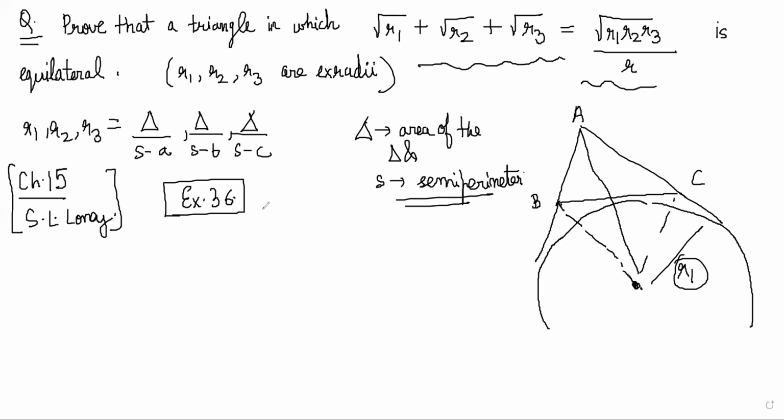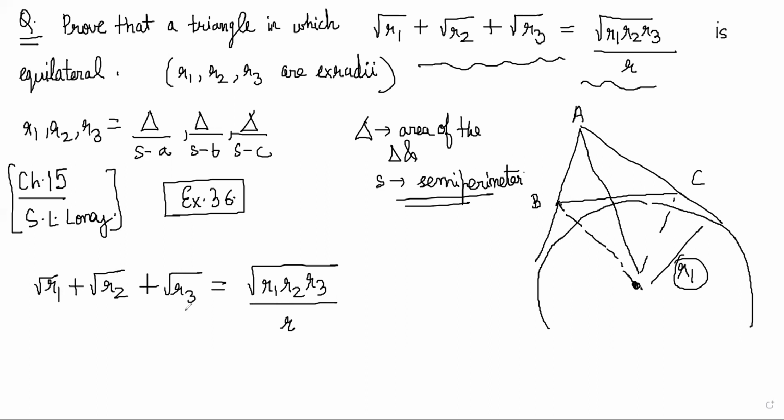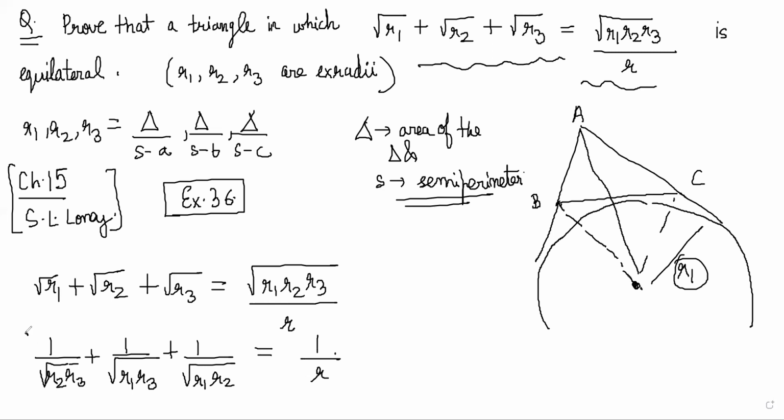You are given this fact, right? So root r1 plus root r2 plus root r3 is equal to root over r1 r2 r3 by r. So let's bring all the exradii terms to one side. So divide by root r1 r2 r3 on both sides. So I'll get 1 by root r2 r3 plus 1 by root r1 r3 plus 1 by root r1 r2. This will be equal to 1 by r, right? I'm getting this expression, correct?